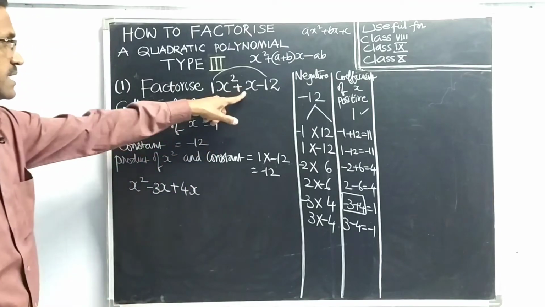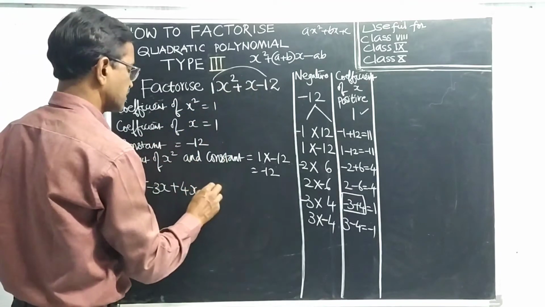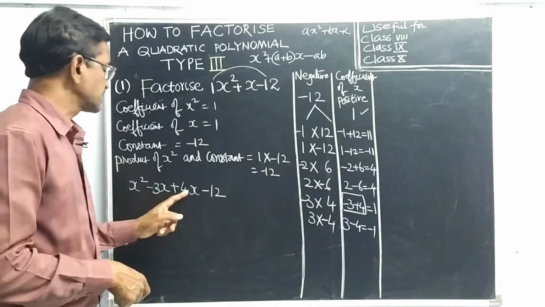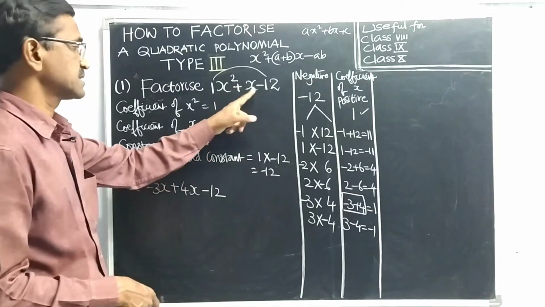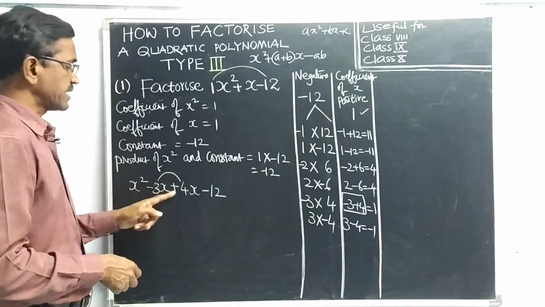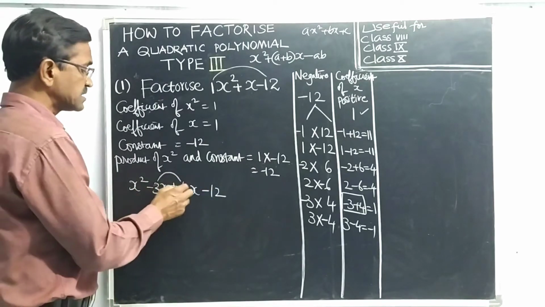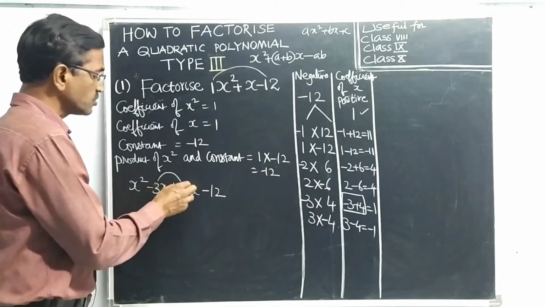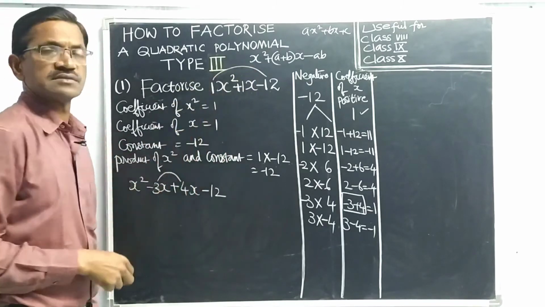You can write x as minus 3x plus 4x, here minus 12. Now let us verify whether it is correct or not. By subtraction, 4 minus 3 is 1, so 1x. Multiply these two coefficients, plus into minus is minus, 3 into 4 is 12. By multiplying these coefficients, you should get the constant. By adding these coefficients, you should get the coefficient of x.